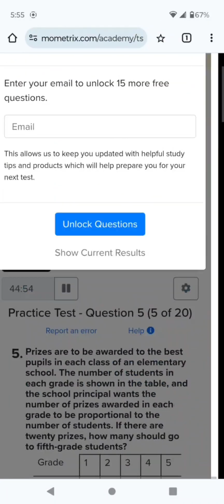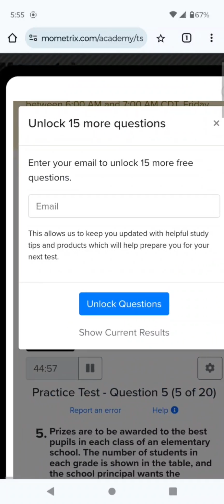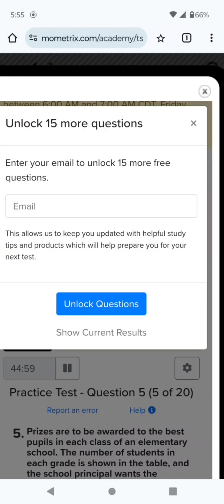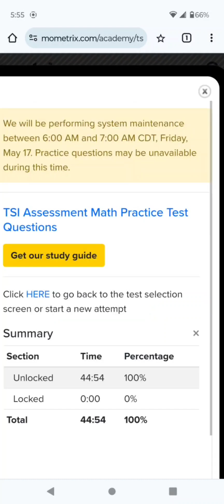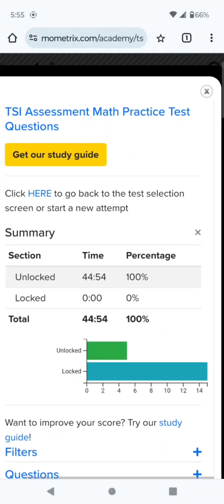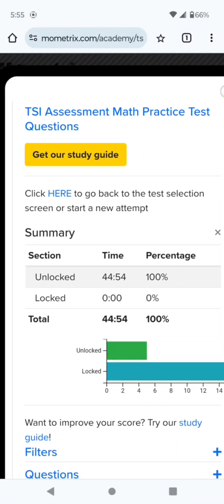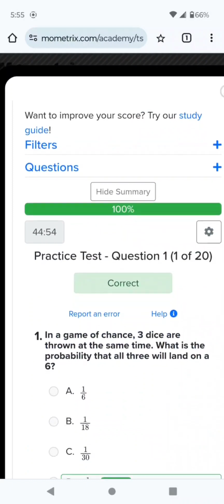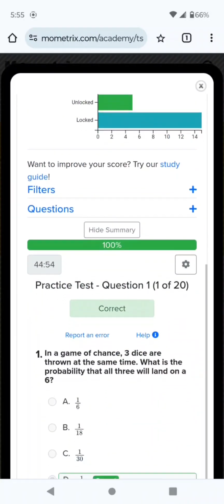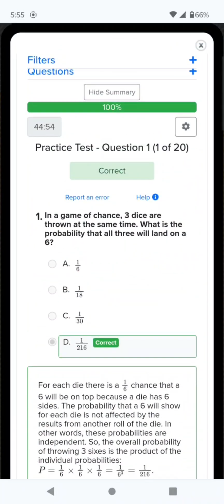What's the next one? Oh, we gotta have our email. Ain't that something? Well, we'll just go with these 5 right now. Let's see what we got so far. We missed. No, we got them all right. Cool. We just weren't able to do the other ones. Yeah, we got it all right.